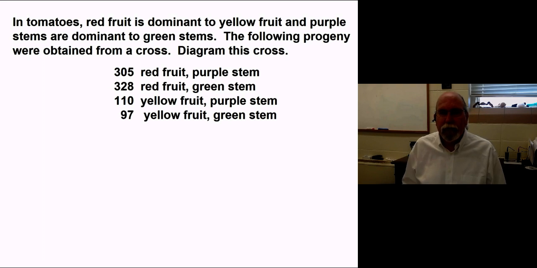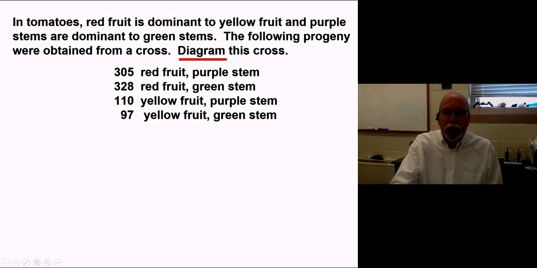All right, so let's take a simple example. We have tomatoes or something here, and they give you lots of information. They tell you red fruit is dominant to yellow, purple is dominant to green. All right, the following progeny are obtained from a cross, and then it says diagram this cross.